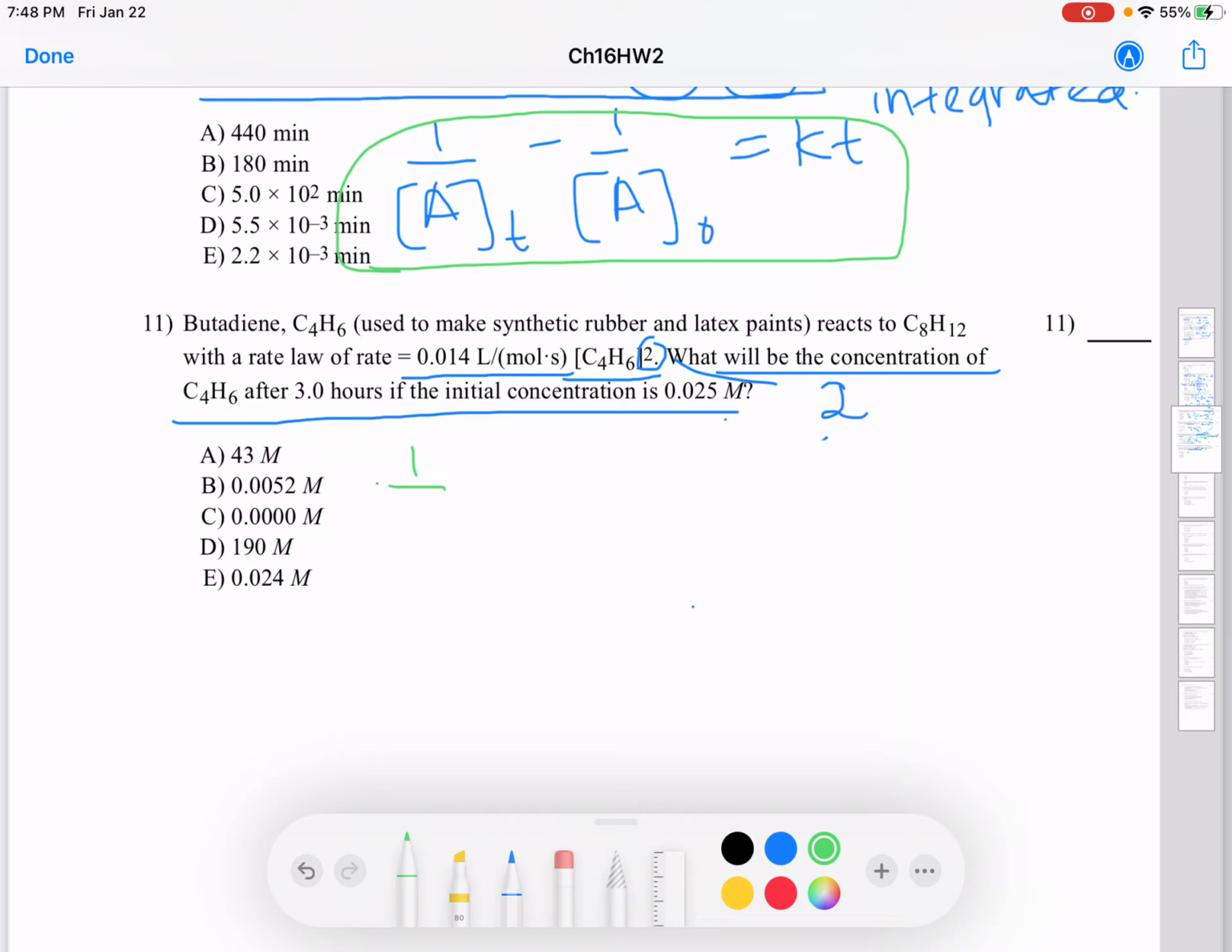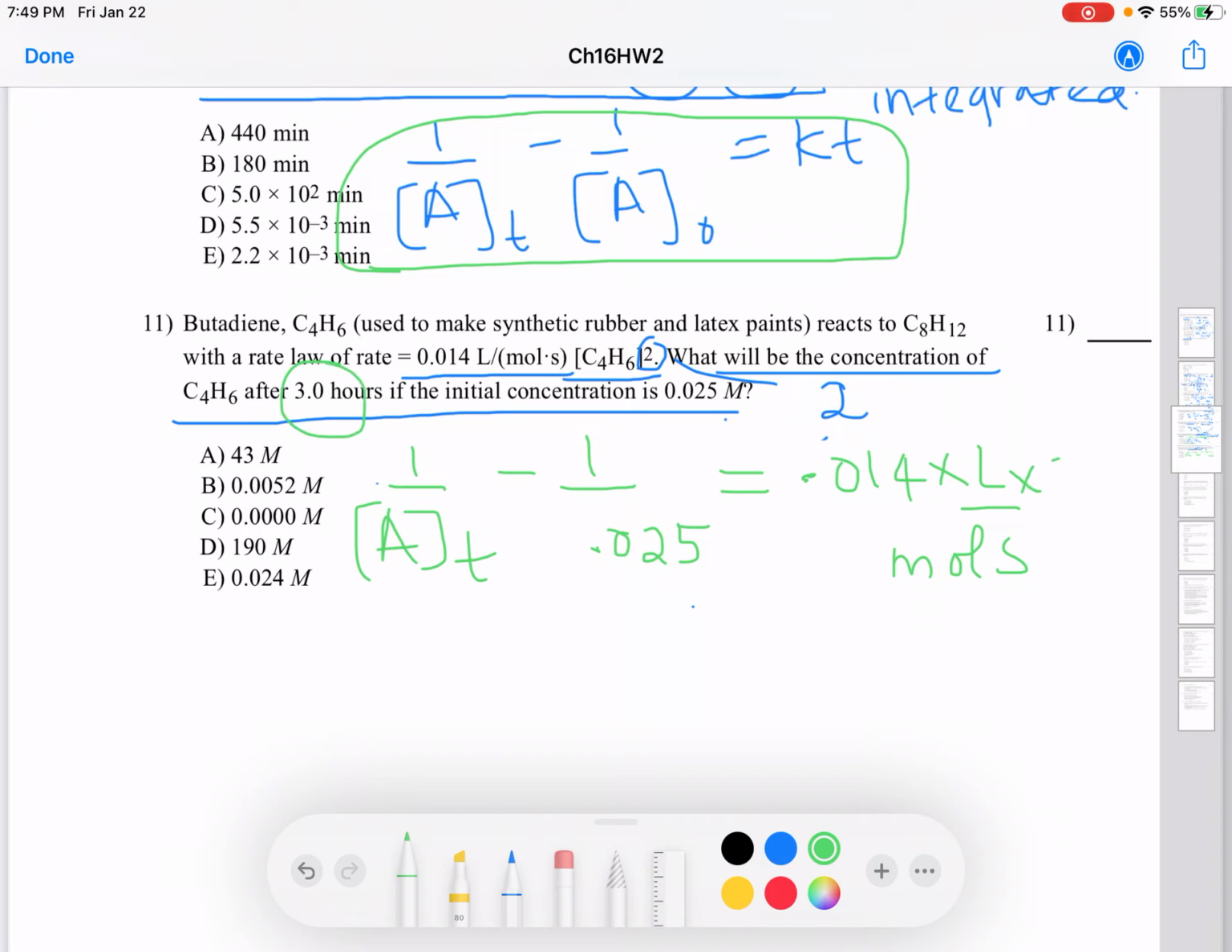We don't know At, so we're going to keep it as this. And the initial concentration A naught, 0.025, equals K, the rate constant 0.014, times the time, which is 3 hours. The rate constant is in liters per moles per second, and then the time is given as 3 hours.